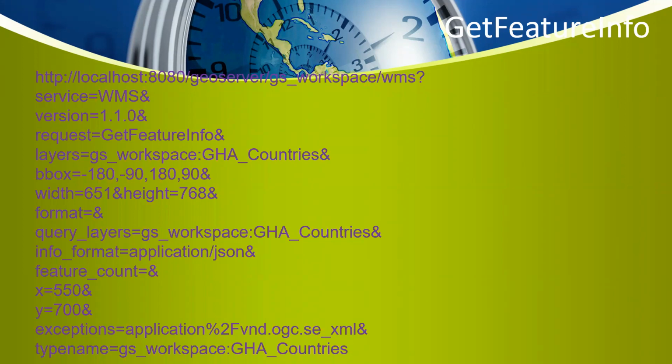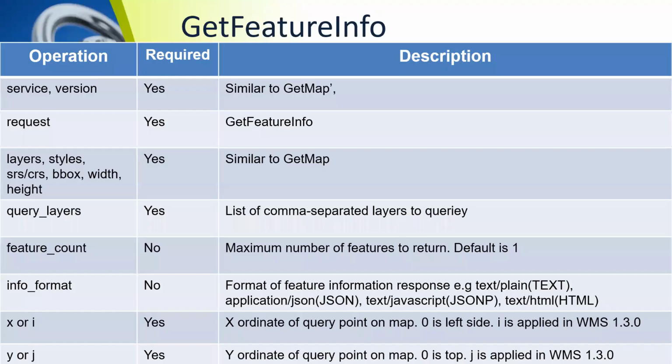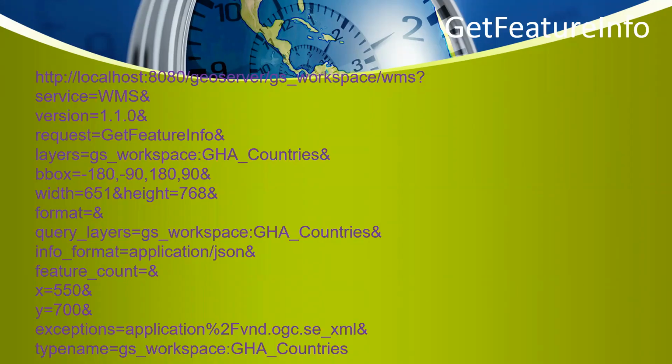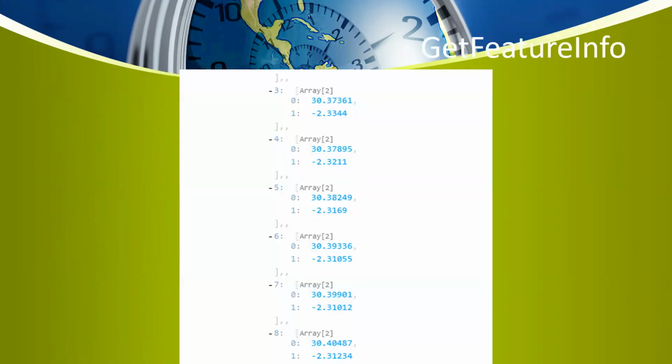Then we have the type name. The type name seems I have not specified it here. The type name is referring to the layer as well, the layer that we are querying. So let us look at the output. The output of this GetFeatureInfo, in this case, I requested for a JSON. So this is an output. It was a very long JSON, so I just used a short screenshot representing just a few features.